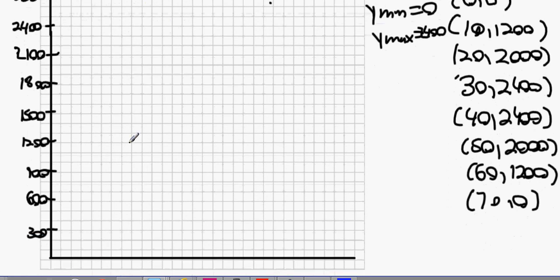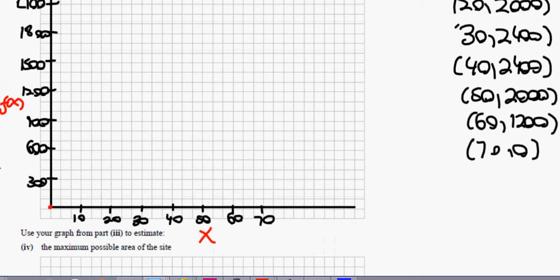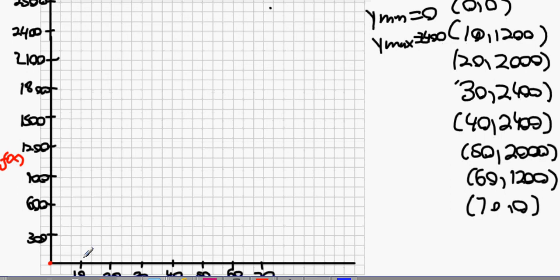So we might make each one worth 1, so we go 10, 20, 30, 40, 50, 60, 70. So each set of 3 is worth 1 block. Okay, so this is x, and this here on the y-axis is f of x, or area. Okay, so we're going to have 0, 0 is our first one, and then the next one is going to be 10, 1,200, which is here.